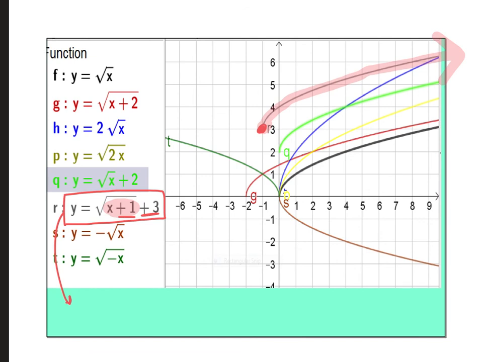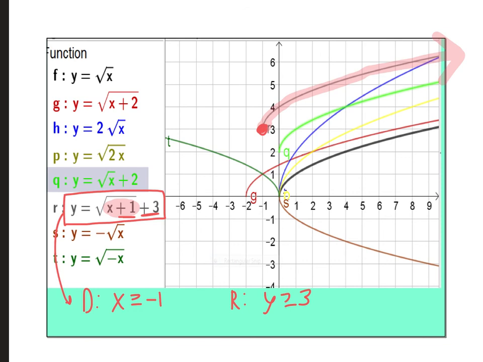So for that one, for domain and range, just to see one more example, the domain is starting at -1 and then going on and on and on. So all x values must be greater than or equal to -1. While the range, the y values start at 3 and then go up and up and up. So the y values must be greater than or equal to 3. So you can have more than one transformation.